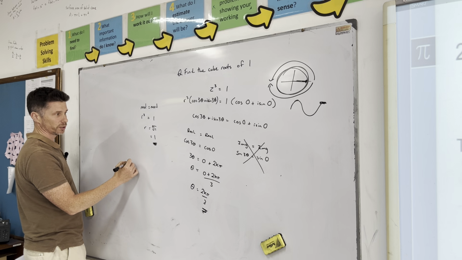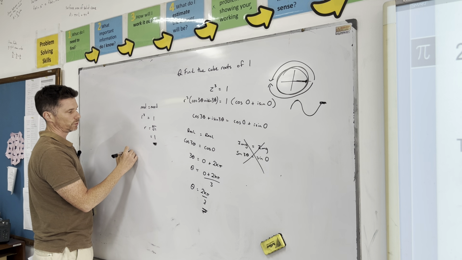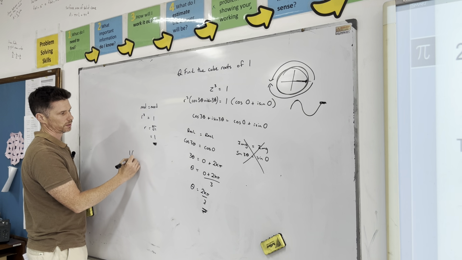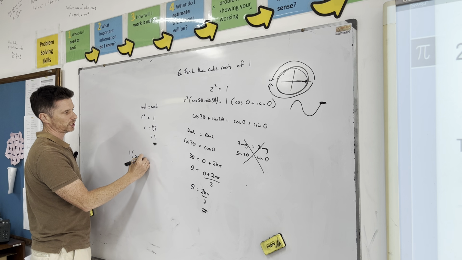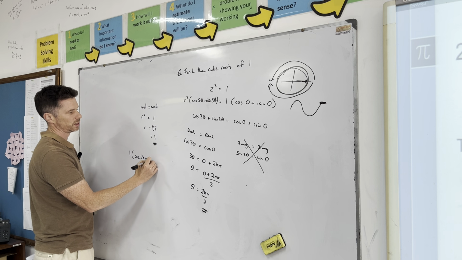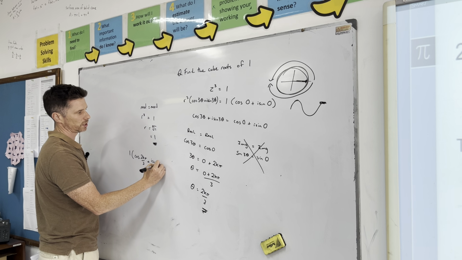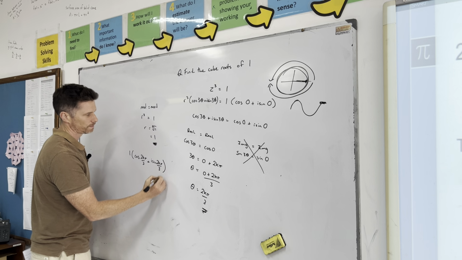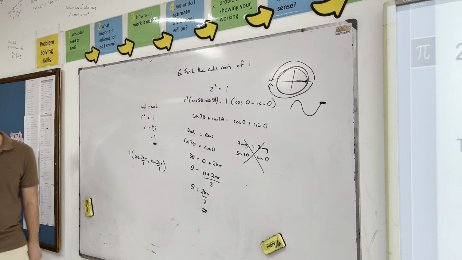Our general solution is 1 times cos 2k pi over 3 plus i sine 2k pi over 3. Now we're going to start subbing in for k.